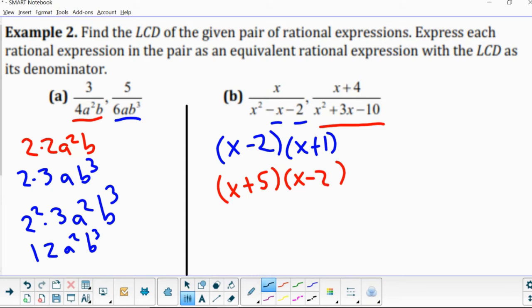So now we've got to go through and find our least common denominator. So we've got an x minus 2 in both of them, so I'm going to put that down. And then there's an x plus 1 in the first one, and then there's an x plus 5 in the second one. So that would be our common denominator, or least common denominator.